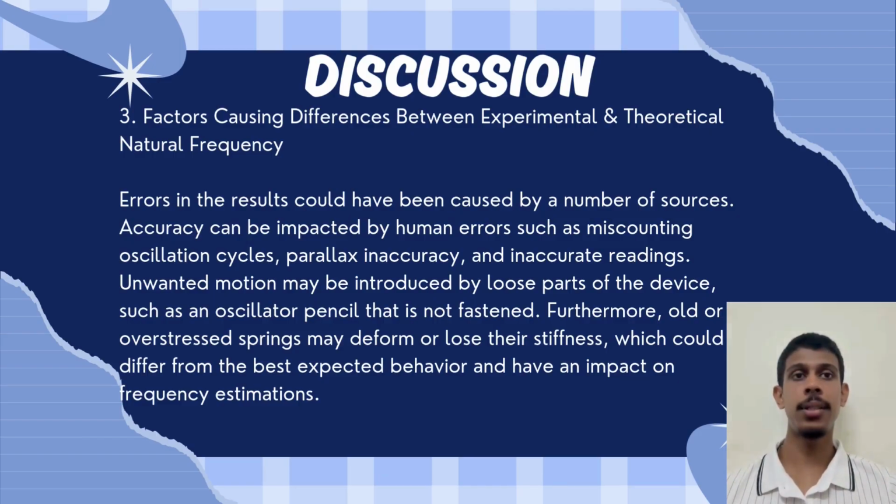Second, the apparatus setup plays a role, as components like the oscillator pencil must be properly secured. Any looseness can introduce unwanted motion and distort the oscillation path. Lastly, the conditions of the springs may influence the results. Springs that have undergone repeated use may experience wear, permanent deformation, or reduced stiffness. A spring that is damaged or overstressed will no longer behave ideally, resulting in errors in the calculated natural frequency.